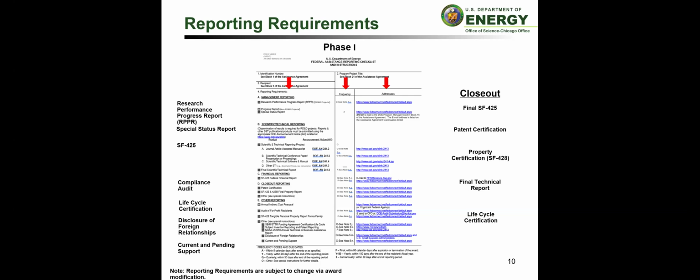The right side of this slide does indicate a final 425, so a final financial status report, a final patent certification, a final property certification, regardless of if you have equipment or property or not, a final technical report, and as Mike Dobbs indicated in his presentation, that final report should not contain any PII, export control data, or any sensitive data. And finally, that life cycle certification that was due 30 days prior, if you didn't submit it when you should have, we'll be asking for it at closeout.